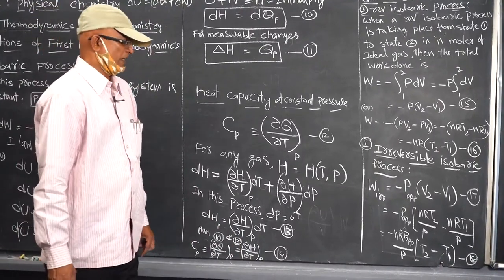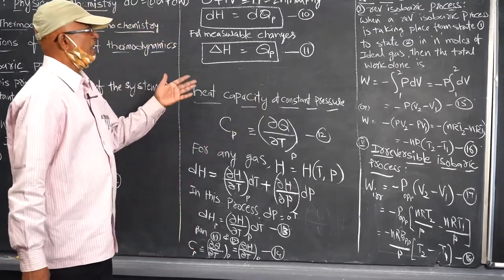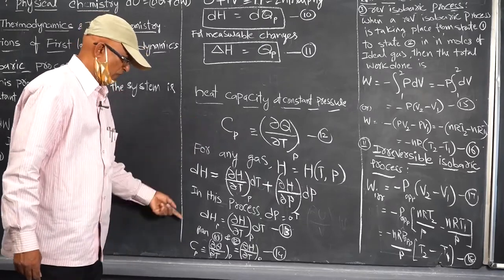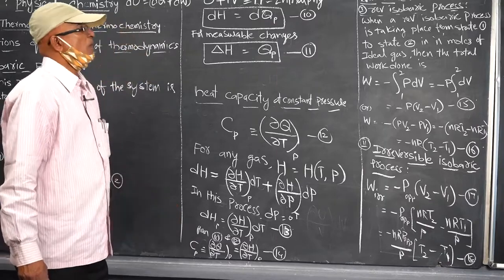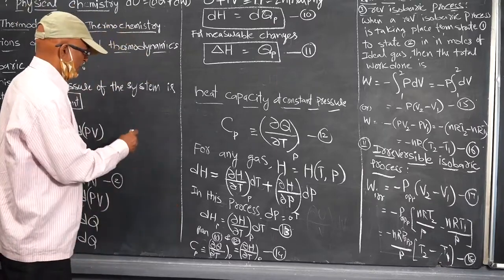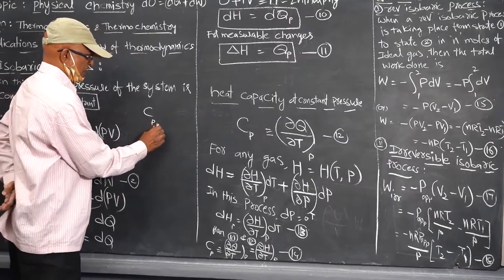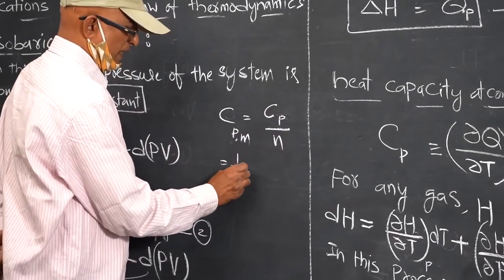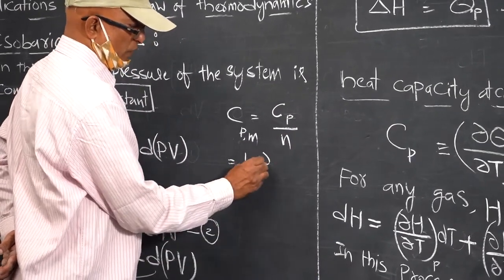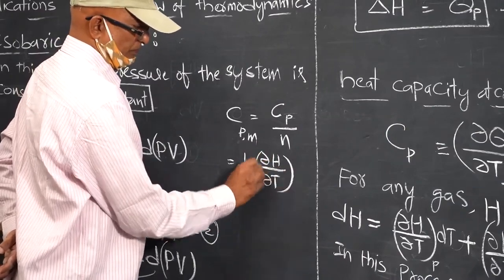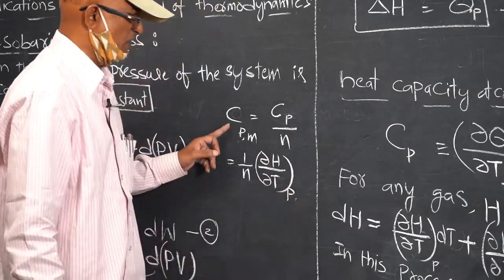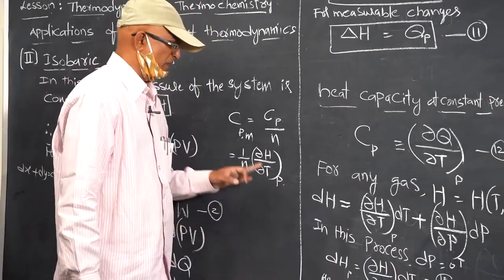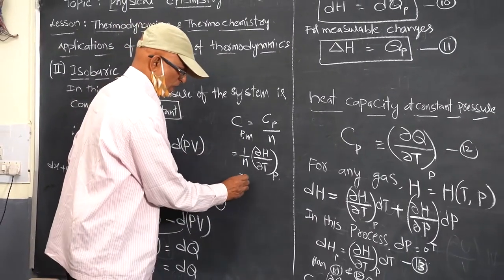Now let us calculate the work done. Before, I already told you heat capacity is an extensive property. The units are joule per Kelvin. If you go for molar heat capacity, I forgot to write here, the molar heat capacity Cp,m of the gas at constant pressure is nothing but Cp by n, that is 1 by n into Cp, which gives equation 14: dou H by dou T at constant pressure. Cp is an extensive property, but the molar heat capacity is an intensive property. The Cp units are joule per Kelvin, whereas the molar heat capacity units are joule per Kelvin per mole.